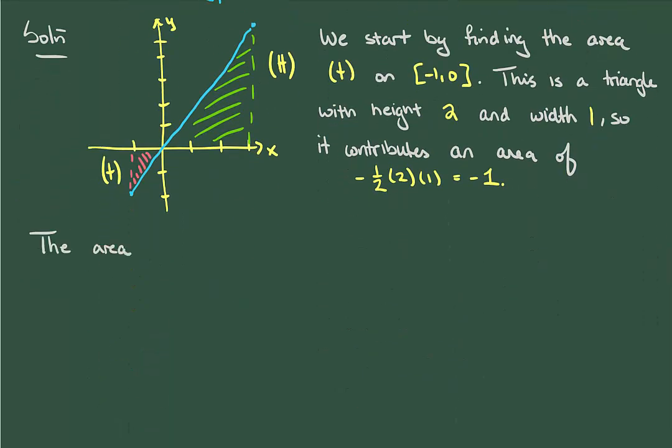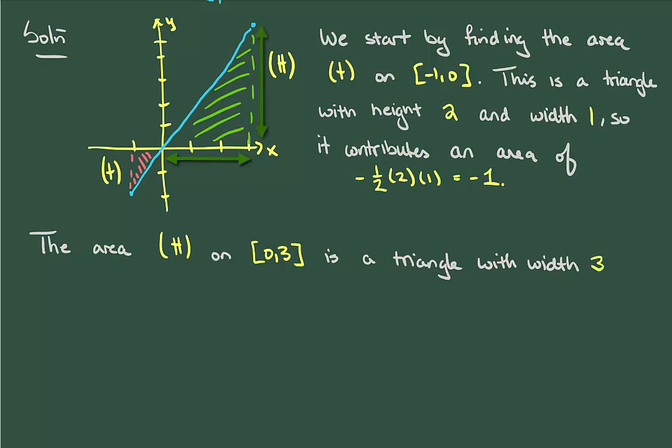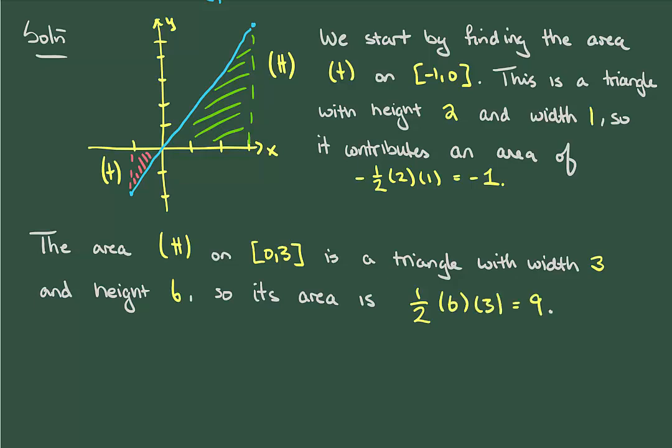For double dagger, on the interval [0, 3], we again have a triangle, but this time with width 3 and height 6. This gives us a positive area of 9. Thus, the definite integral is the total signed area, which in this case is 9 minus 1, or 8.